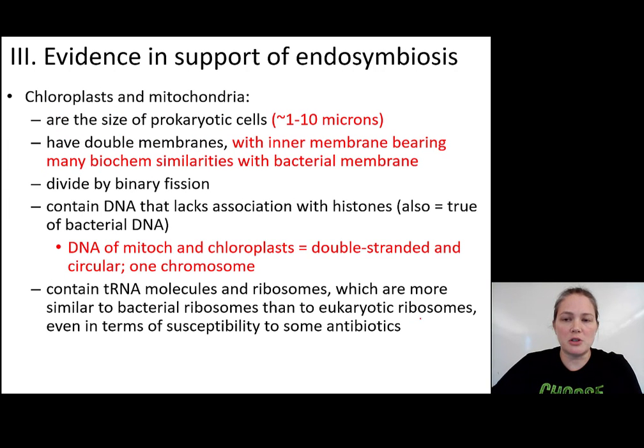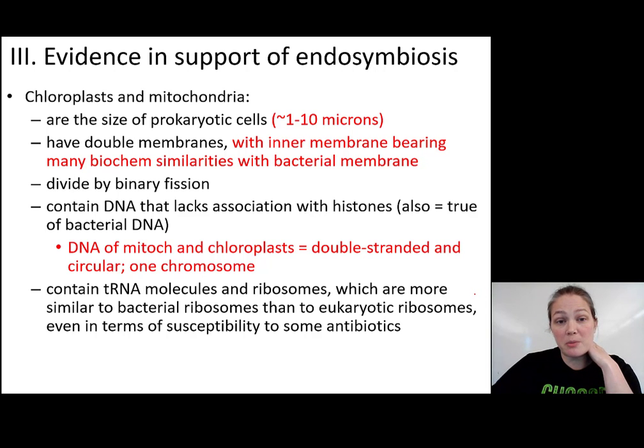Here's the evidence we have to support endosymbiosis. You can see there's a lot, right? If you look at chloroplasts and mitochondria, they are the size of prokaryotic cells, about 1/10 the size of a eukaryotic cell. They have double membranes, so we think that inner membrane is the original prokaryotic membrane, right? It actually has very many biochemical similarities to a bacterial membrane.